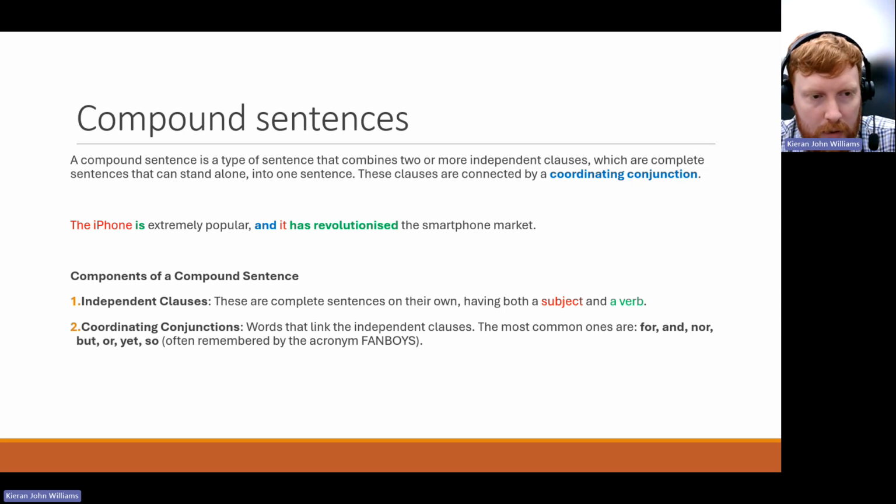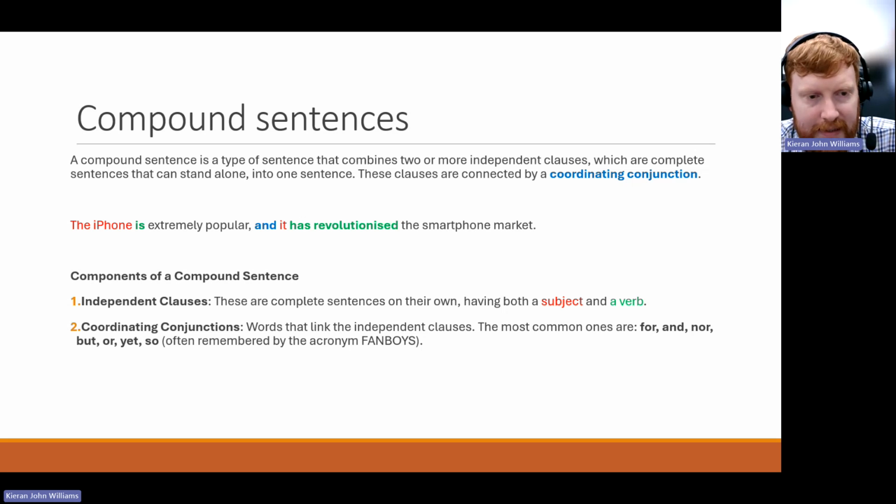Okay, so we've got the iPhone is extremely popular. That's a simple sentence on its own. It has revolutionized the smartphone market. That is a sentence on its own. So we've got two sentences on their own, and we've connected them together using the word and. So it might seem very easy to do that, but this is actually quite a difficult activity to do. Take one sentence, another, put them together using the word and.